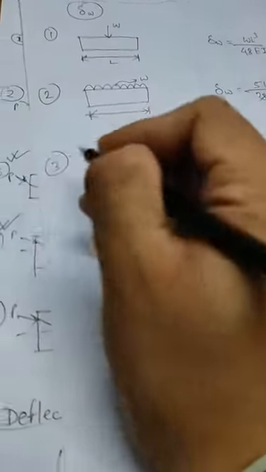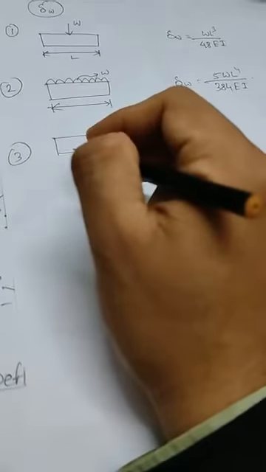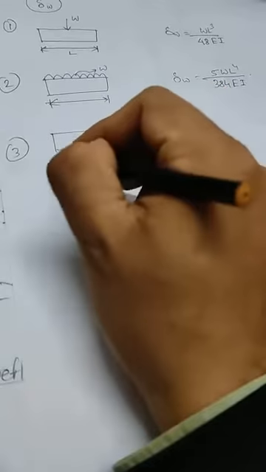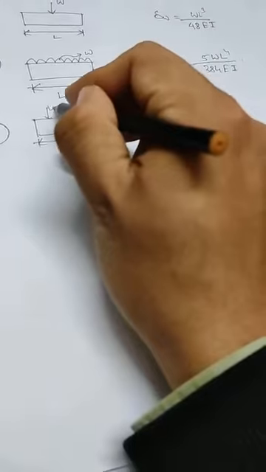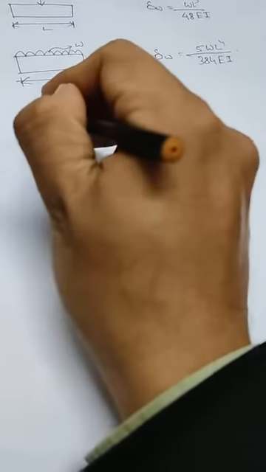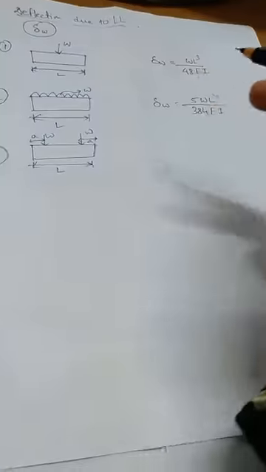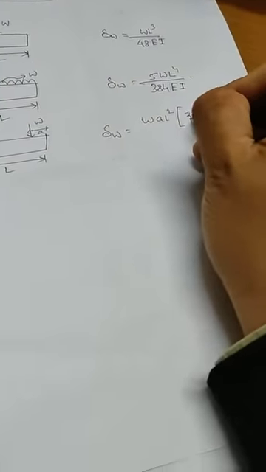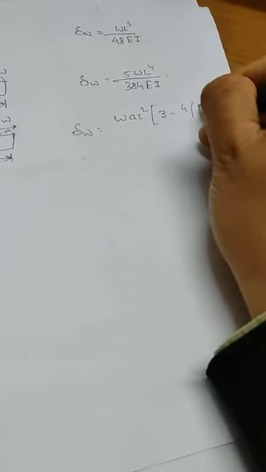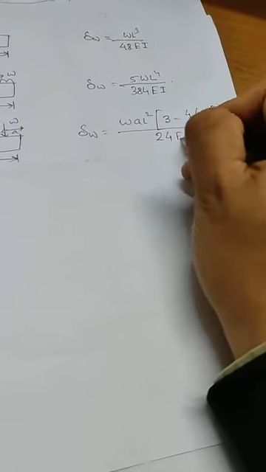And another scenario we have to know: there is a rectangular beam and the length of the beam is L. Okay, this is L, and there are two point loads, W and W, and this distance is A and from the other end is also A. Then del W would be WAL square by 3 minus 4A by L the whole square, divided by 24 EI.